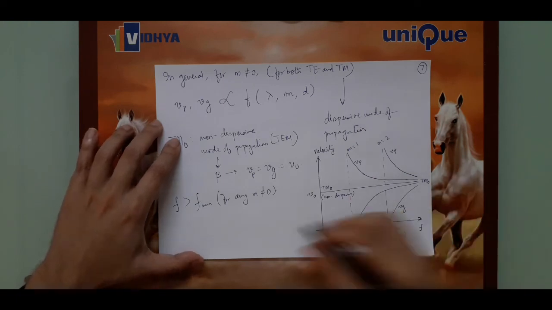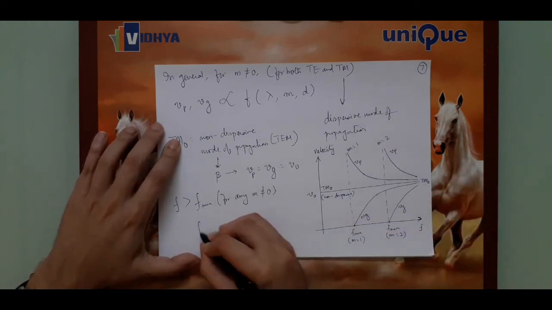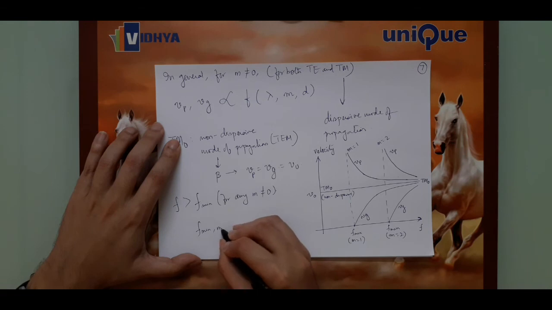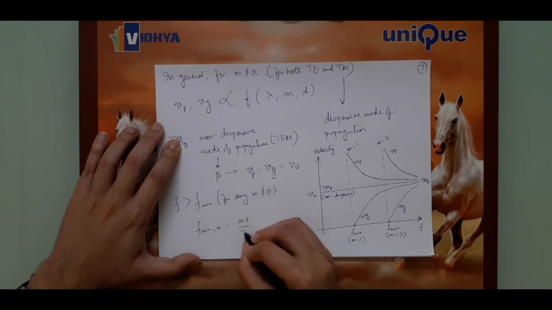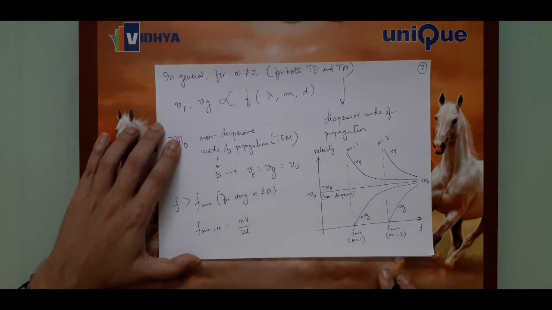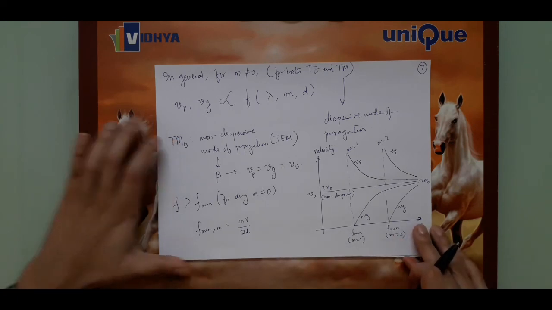propagation. So we had proved in the previous class that f min for any m is equal to mv by 2d. So if m increases, even the f min increases almost linearly.